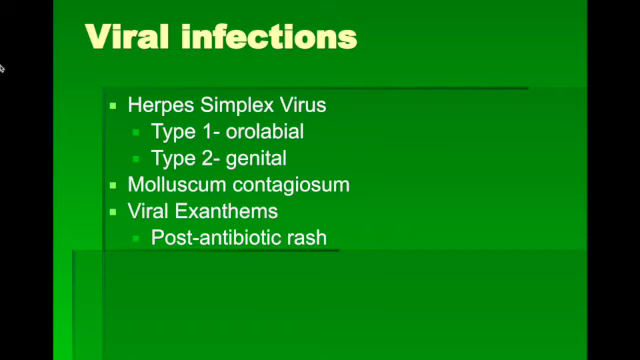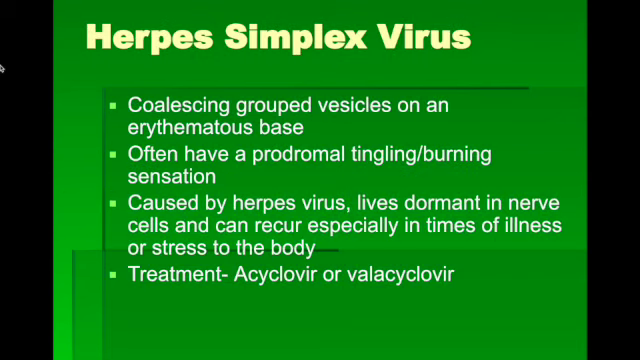As far as viral infections, some of the most common ones that we're concerned with are the HSV virus, type 1 and type 2, molluscum contagiosum, and then viral exanthems. HSV is characteristically coalescing grouped vesicles on an erythematous base, often preceded by a prodrome where patients will report sort of like a tingling or burning sensation in that area. And that's because the herpes virus can live in the nerve cells after an infection, and can then recur and come out in that distribution into that area, often in times of stress or illness to the body.